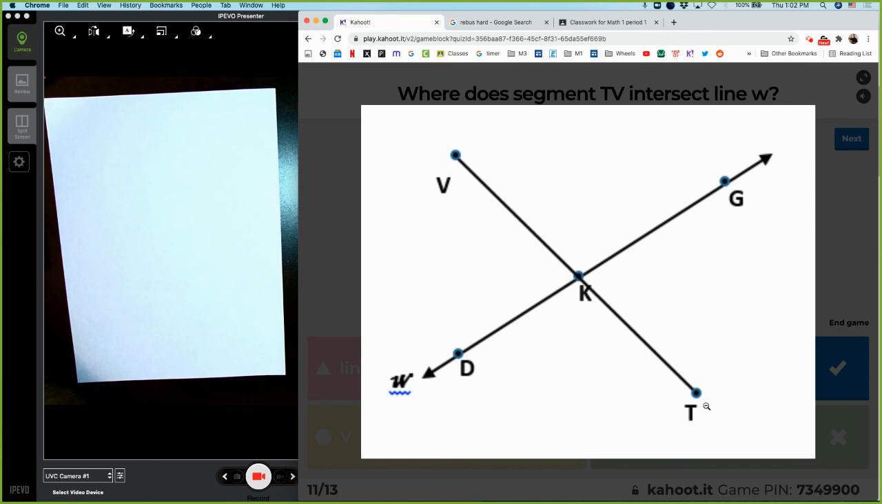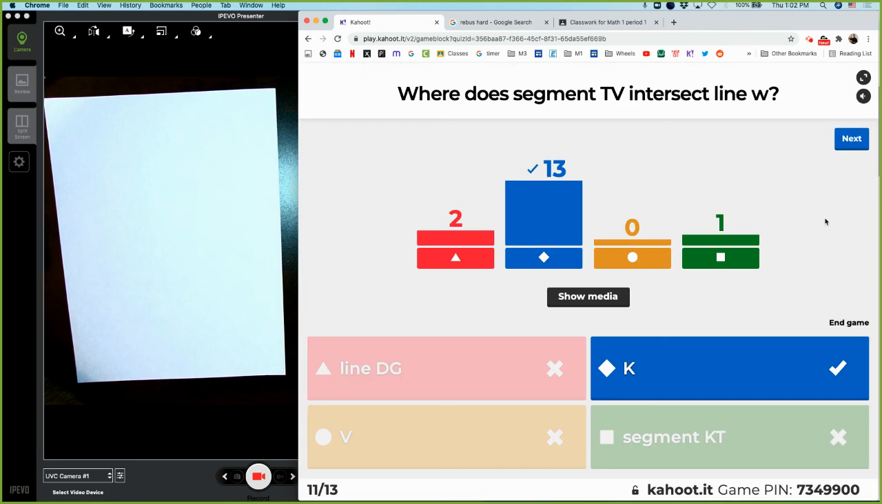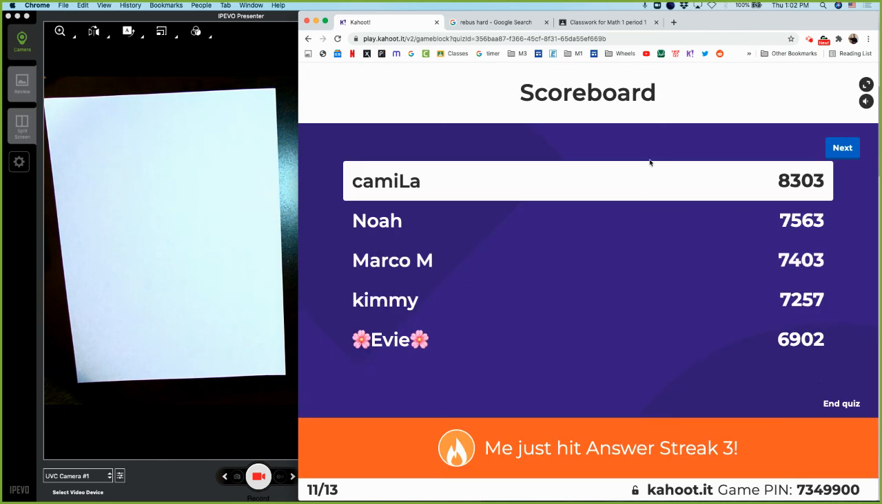So if we're talking about VT, that's this part of the X, and then line W is the other line. Where they meet, exactly where they intersect, is always going to be a point. It's like the intersection of two roads. This is the intersection with line W. So we're going to go with K. Yeah, it is K.